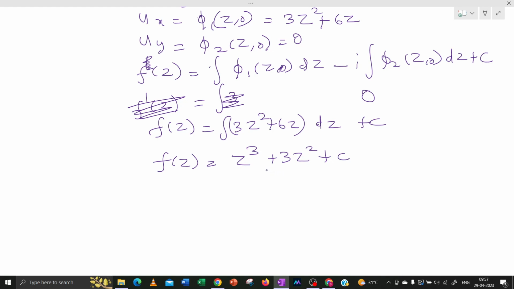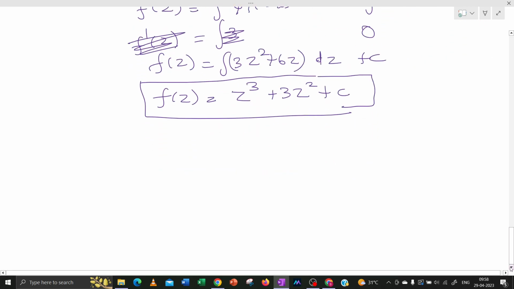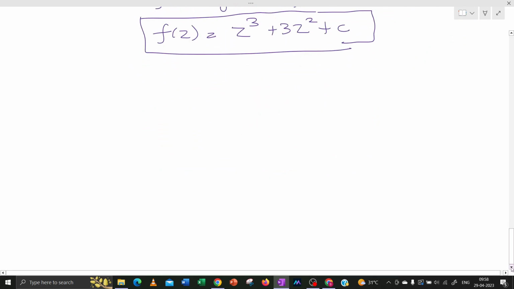So we are constructing the analytic function. Only u is given. First we are proving it is harmonic, then we are finding the analytic function. Third one, you have to find the harmonic conjugate.